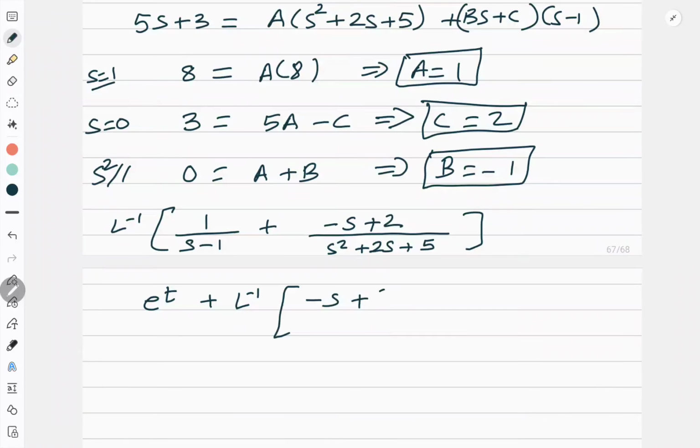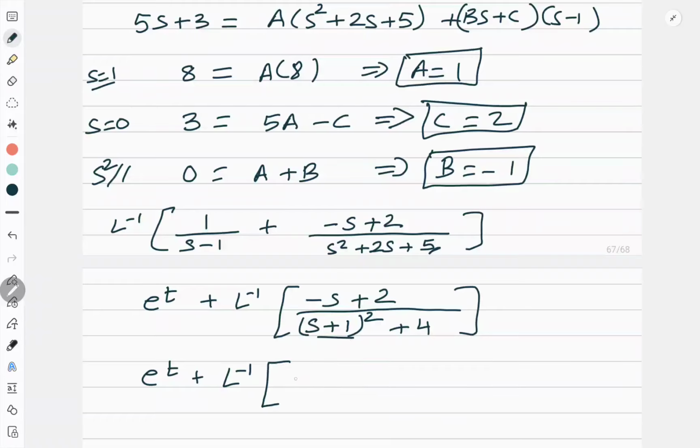So, (−s + 2). Now denominator, can I write it as (s + 1)²? So it is s² + 2s + 1. So 1 I will borrow from 5, so I am left with only 4. Correct? So e to the power t plus L inverse. Now if s + 1 is there in the denominator, in numerator also I should have s + 1. So I will write like this. When I wrote like this, I have done minus 1, so I should do plus 1 also, and plus 2 is already there. Now if you open the bracket, check, it will be same: −s − 1 + 1 + 2, same. And (s + 1)² + 4.